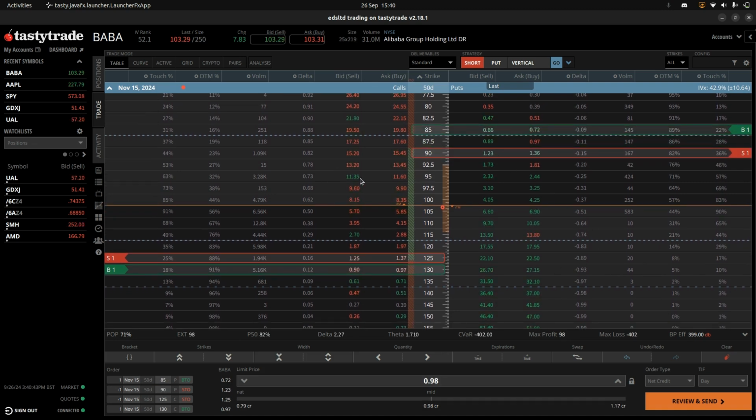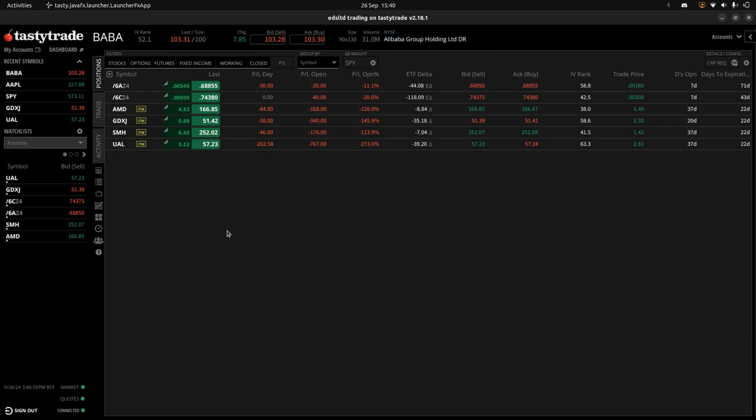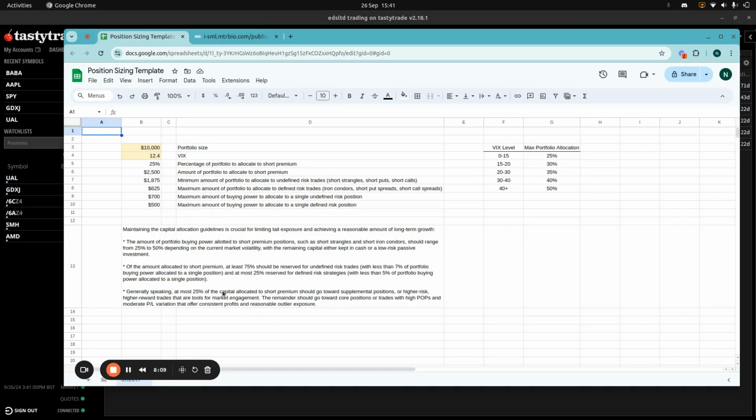So that's how you find trades. That's a trade on Baba. We've got a naked position and a covered position, so it doesn't matter how big your account is. There's a position there for you. The only other thing that you need to keep in mind is the size of your positions, because it doesn't matter what you do or what you know. If your sizing is wrong, it eventually will have a negative effect on your account.